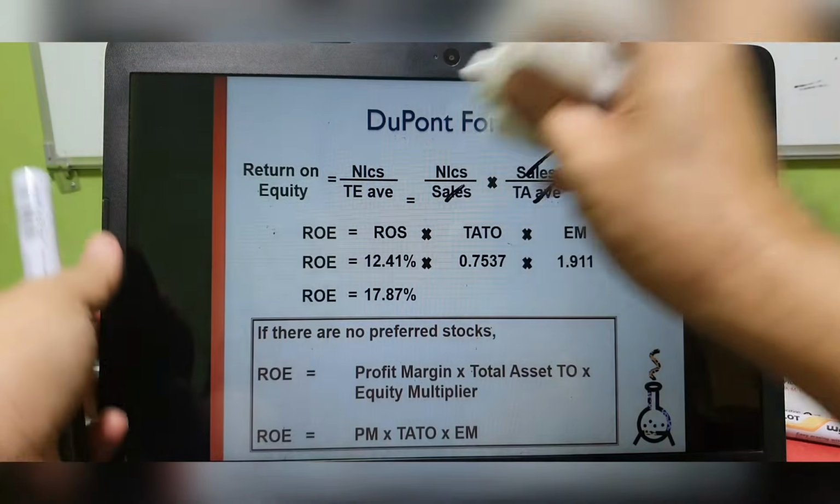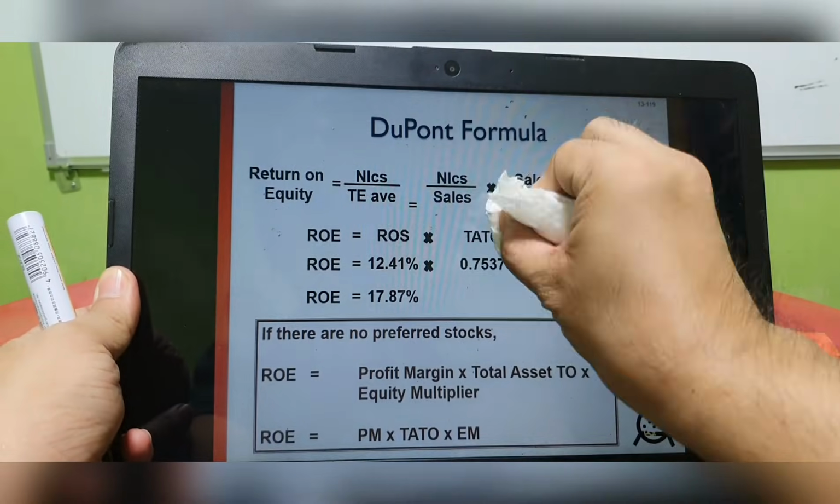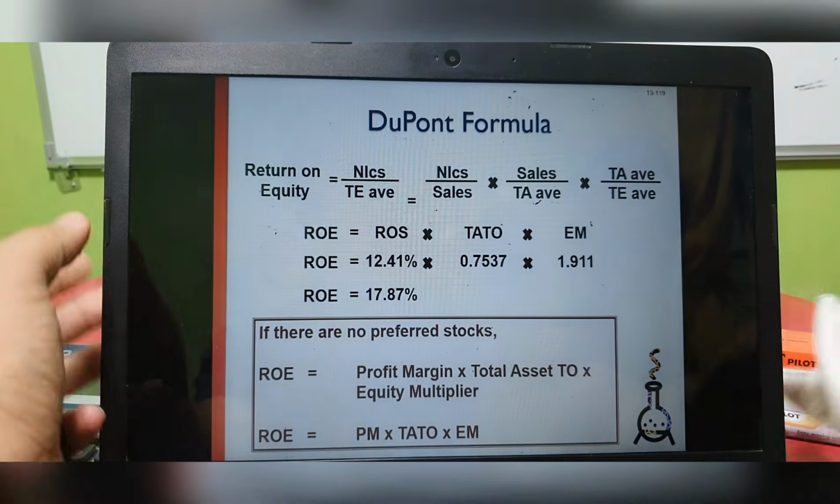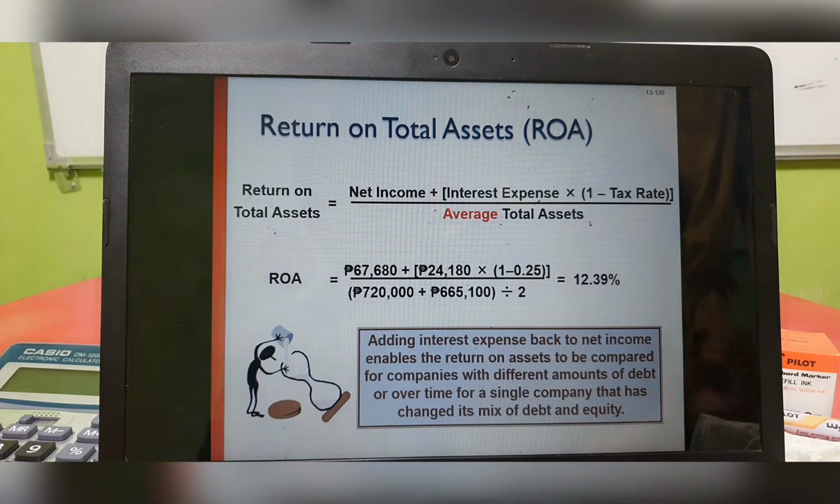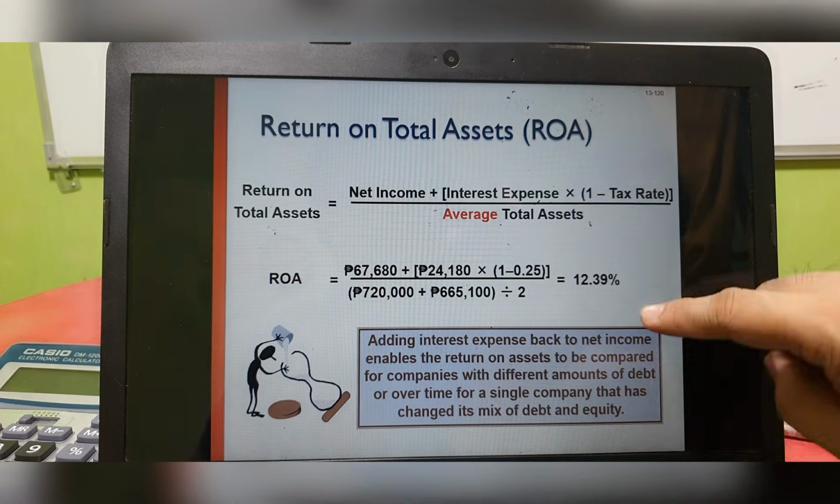Okay. So, let's erase yung mga notes natin. Going back. Return on assets. This is another formula for return on assets na iba yung magiging sagot compared dun sa net income over TA average natin. Why? Kasi if our intention is, ito, may note ako dito.